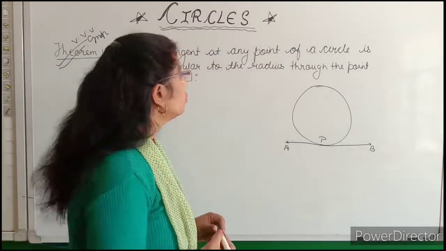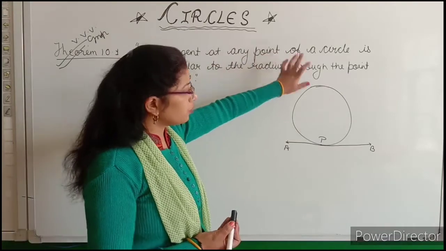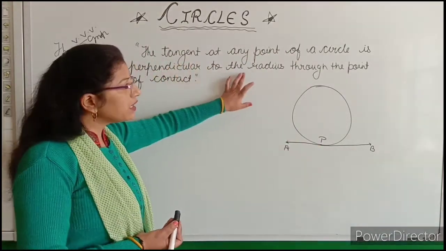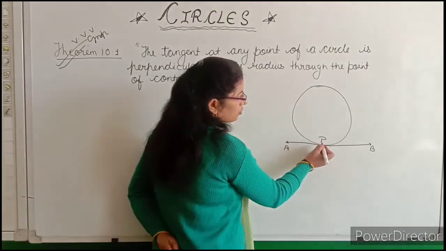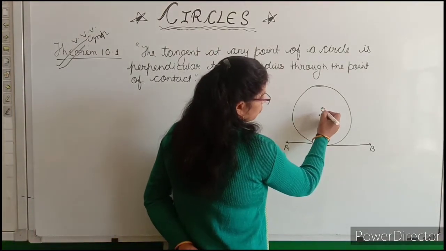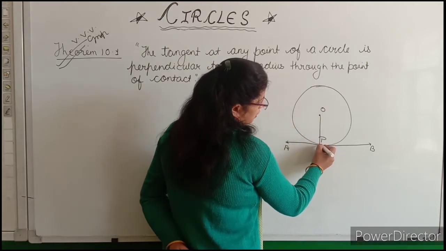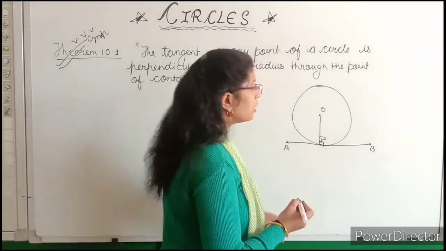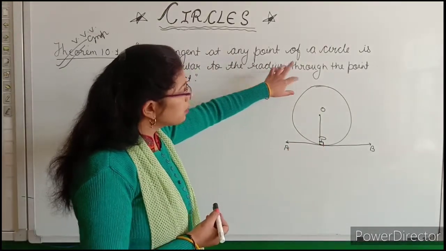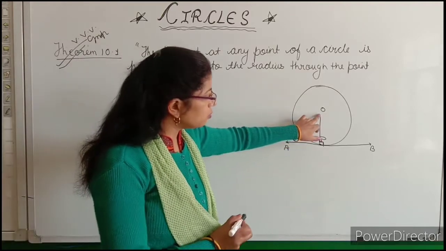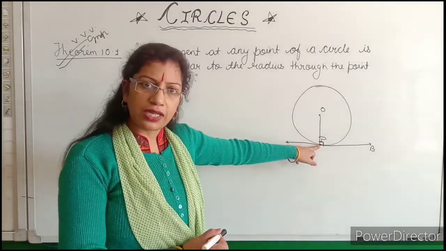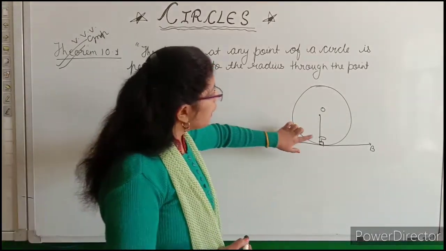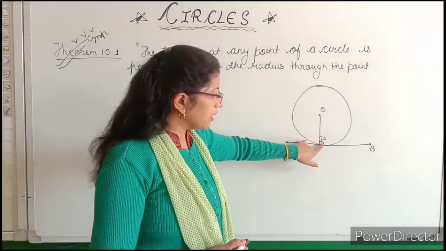The tangent at any point P of a circle is perpendicular to the radius. Now draw the radius from here. Let this center be O. So this is the radius. Okay? So what we have to prove is that this is perpendicular, this angle is 90 degrees. It is perpendicular to the radius through the point of contact. Which radius is it? The radius through the point of contact. This is the point of contact. Okay? So now we have to prove that this angle is 90 degrees.